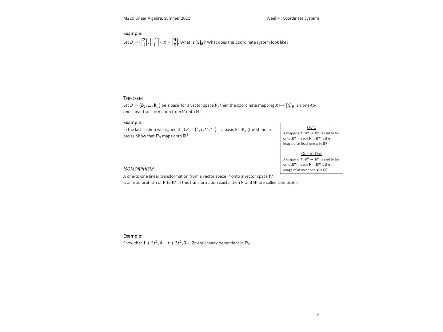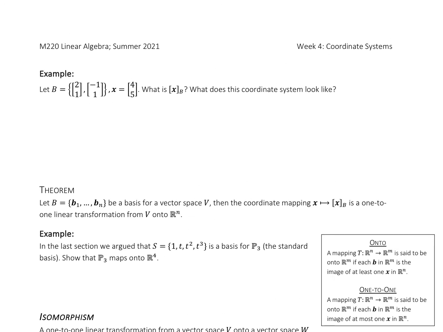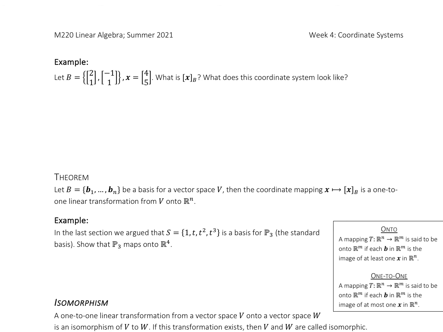Okay, let's do some examples. So here's our first example. Here's our basis. Our basis is (2, 1), (-1, 1), and our x is (4, 5). We want the b coordinate of the x vector. We can get that a couple of ways: we can augment, or we can find an inverse.